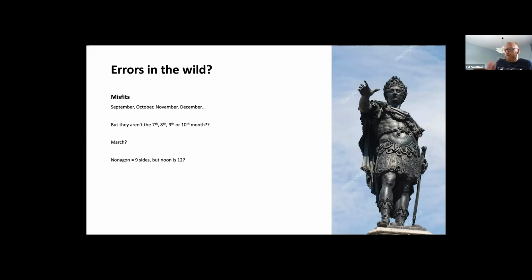Nonagon. So nonagon is peculiar for a couple of reasons, and I'll talk about that a bit more when we look at shapes specifically. But a nonagon has 9 sides, and noon, which has the same root, so it should be linked to 9, is at 12. So what's going on there?